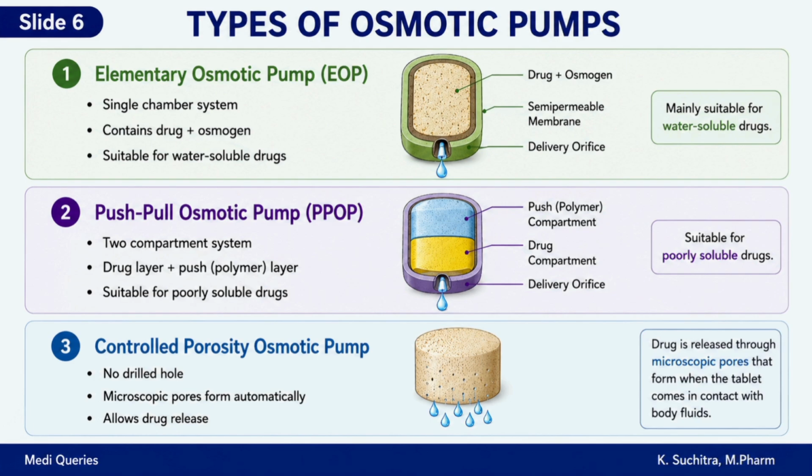And the next type is the controlled porosity osmotic pump. Instead of drilling a hole, tiny pores form automatically in the membrane when the tablet comes into contact with the body fluids. Okay, so we are not creating any orifice here. Automatically the pores will be generated in the polymer itself. Each type is designed to provide controlled and predictable drug release.